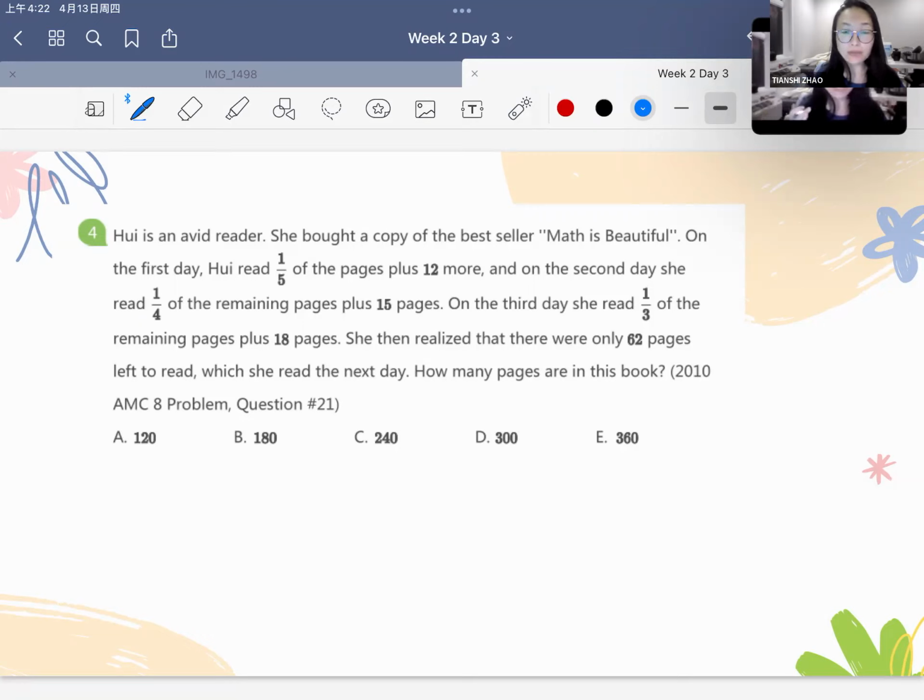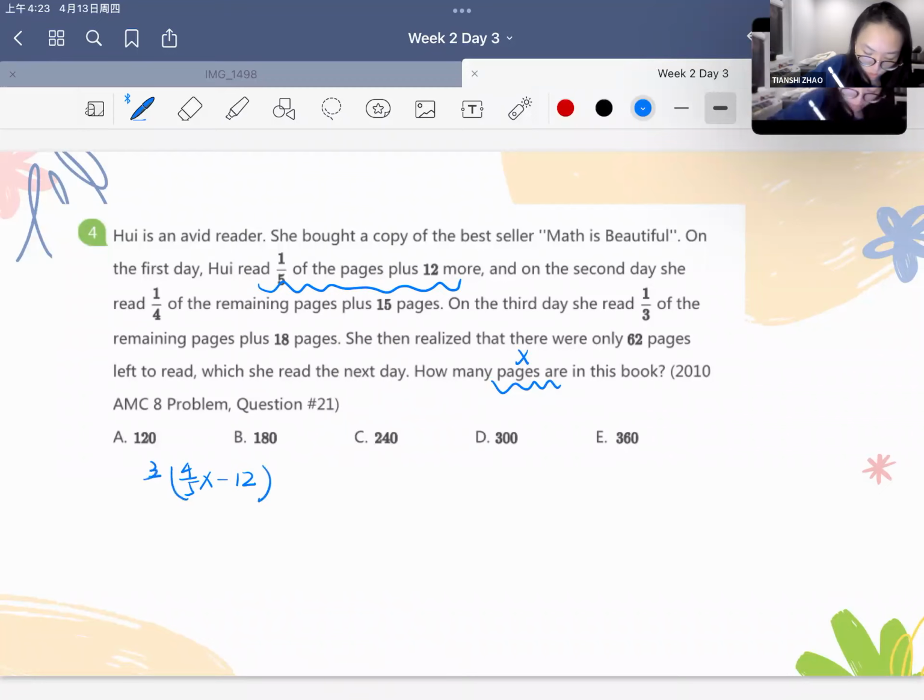This is an AMC 8 problem, and it is very similar to the question we just talked about. We don't know how many pages there are in the book, so we can assume it to be x. After the first day of reading, how many pages are left? She read 1/5 of the pages, which means that there are 4/5x minus 12 pages left. And on the second day, she read 1/4 of the remaining pages, which means that there are 3/4 and then minus 15 pages left. So this is the number of pages left after the second day of reading.